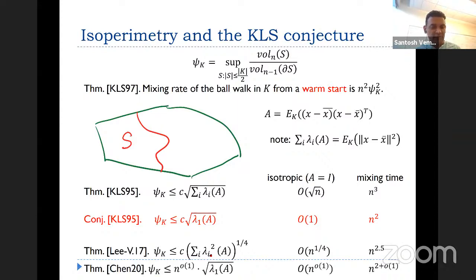A few months ago, Yuansi Chen proved that in fact the bound can be improved to a subpolynomial factor times the square root of the largest eigenvalue. So up to a subpolynomial factor, the conjecture is true. And this gives, on the mixing time, a bound of n to the 2 plus little o(1).